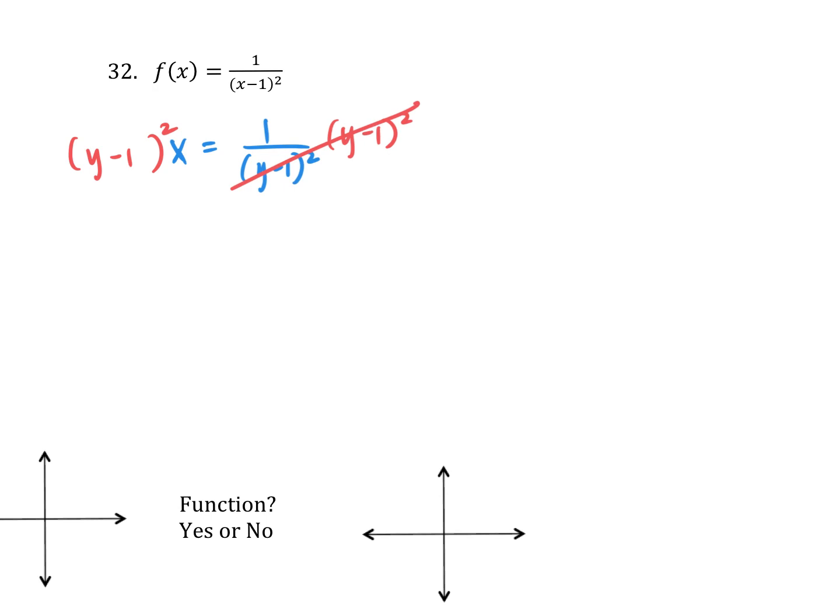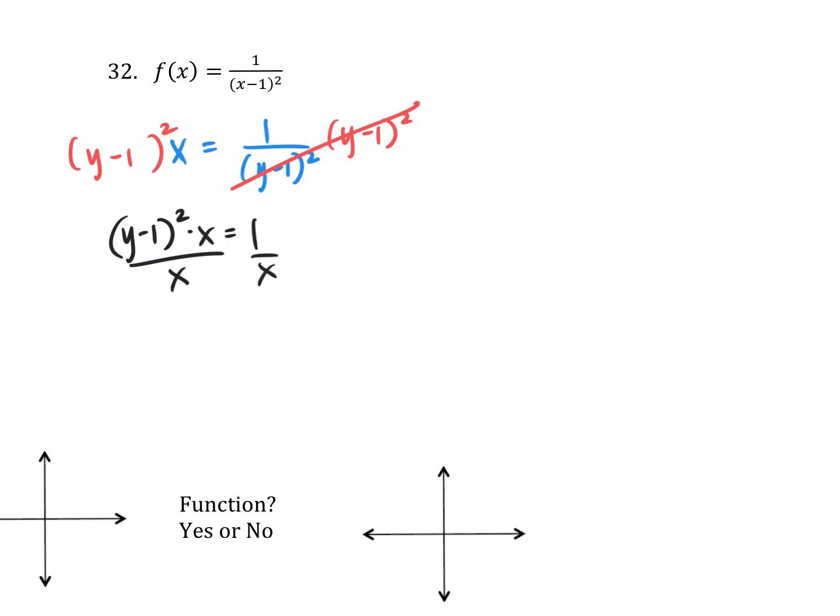We got y minus 1 squared times x equals 1. Now we got to get y by itself. What to do to the x? It's being multiplied, so we're going to divide out that x.